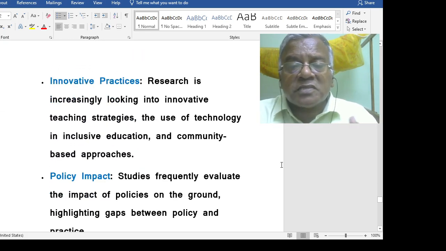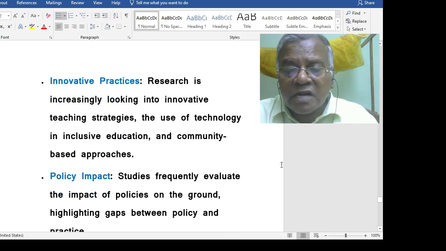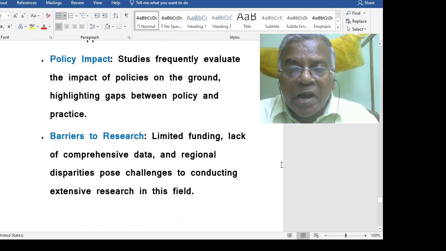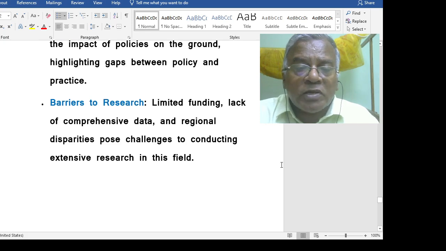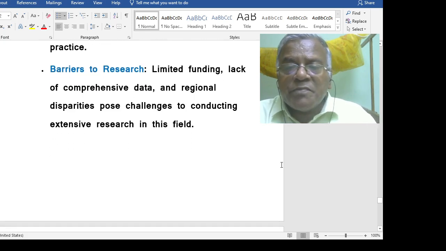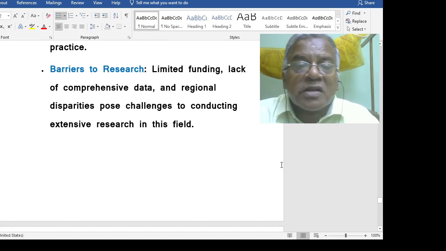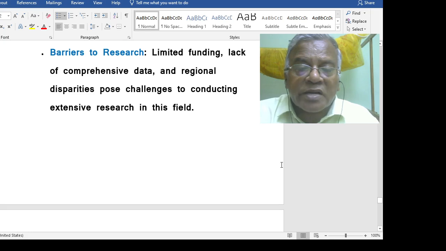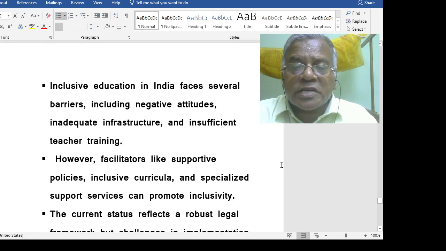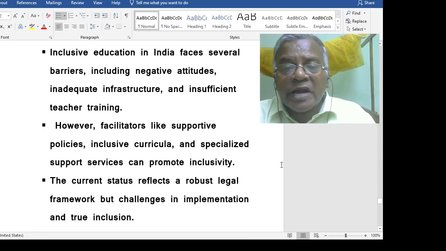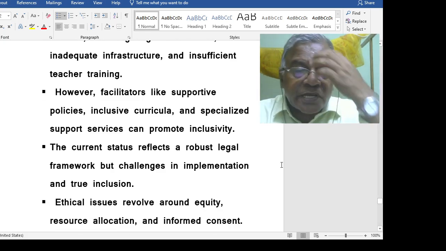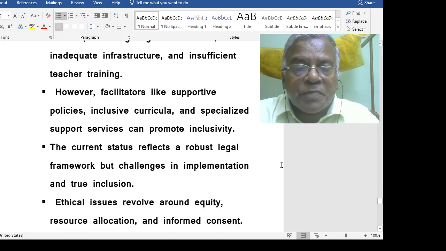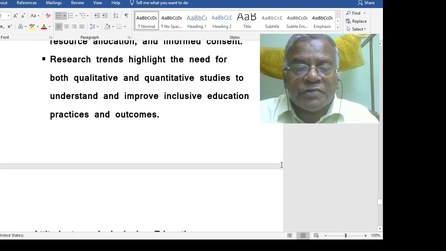Innovative practices. Research is increasingly looking into innovative teaching strategies, the use of technology in inclusive education and community-based approaches. Policy impact. Studies frequently evaluate the impact of policies on the ground, highlighting gaps between policy and practice. Barriers to research, limited funding, lack of comprehensive data, and regional disparities pose challenges to conducting extensive research in this field. Inclusive education in India faces several barriers, including negative attitudes, inadequate infrastructure, and insufficient teacher training. However, facilitators like supporting policy, inclusive curricula, and specialized support services can promote inclusivity.